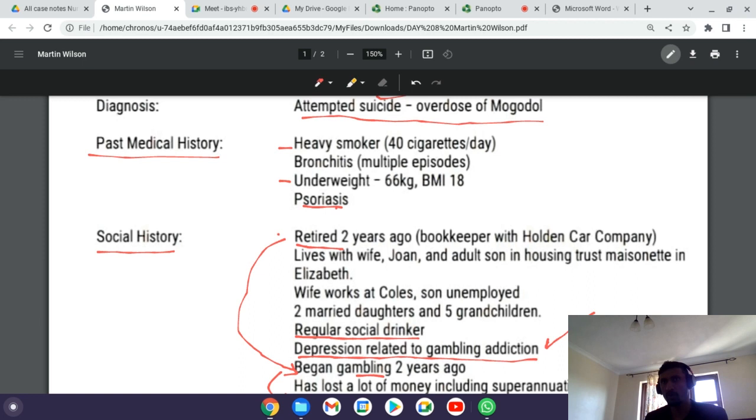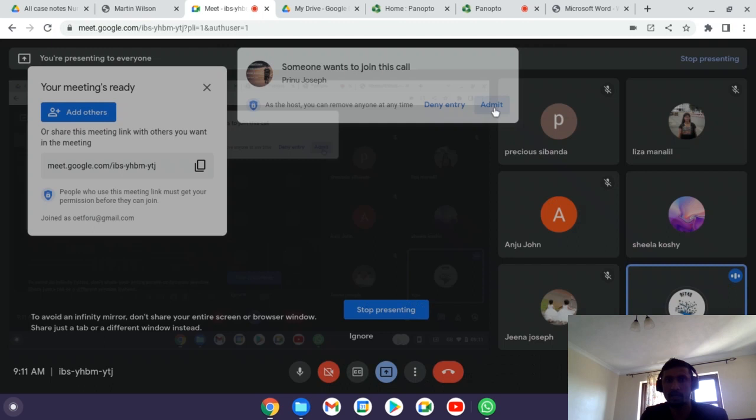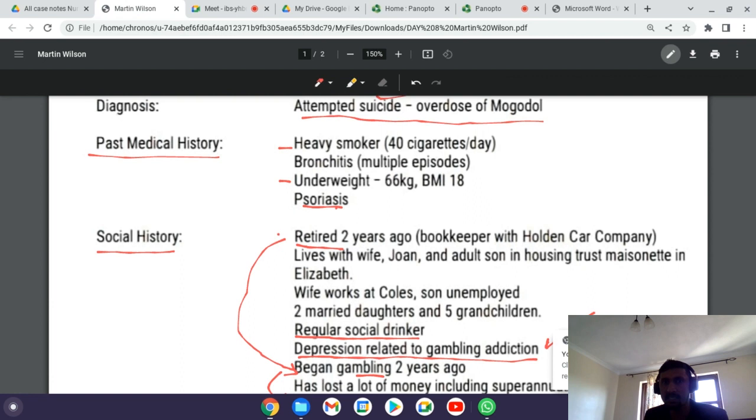Yes, of course, you have to say what you have done while the patient was in your hospital. So the first thing you said is that the patient had an attempted suicide by overdose of Mogadol. That is the diagnosis in this case.